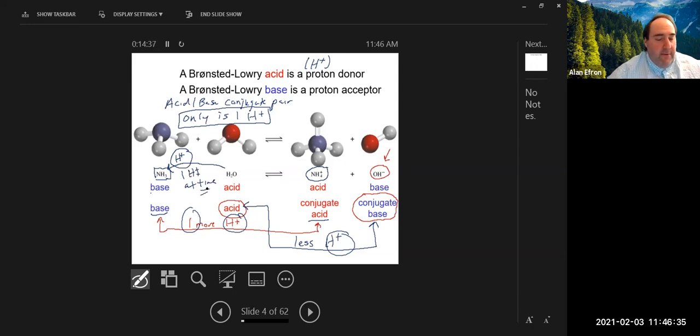Also, on the left-hand side of the arrow, where you have your reactants, that is where you find your regular acids and bases. On the right-hand side, which is your products, that is where you find your conjugate acids and your conjugate bases. So those are always the sides where you find those things. Any questions on that? Okay. All right.